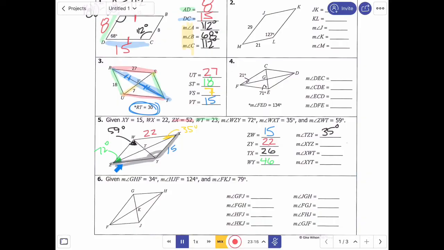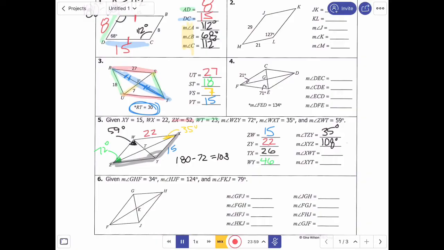Instead, we're going to use that property that consecutive angles are supplementary. So this green angle right here would be consecutive with that angle that I'm trying to find. So I'm going to take 180 and subtract 72 to get whatever this angle would be to be a supplement to 72 degrees. So if I take 180 minus 72, I get 108. So that means angle XYZ is 108 degrees. Alright?